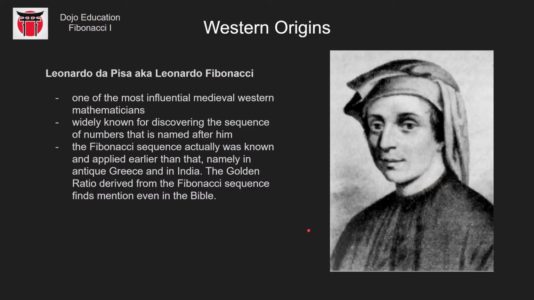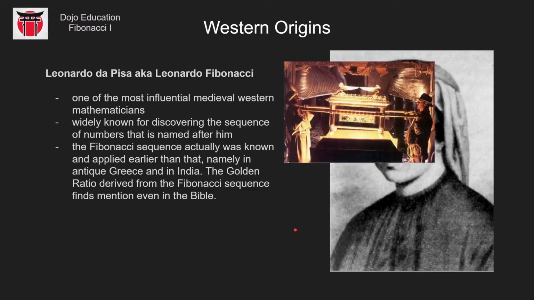We're going to start with Leonardo da Pisa, aka Leonardo Fibonacci. He was one of the most influential medieval Western mathematicians, and he's widely known for discovering the sequence that was named after him. The Fibonacci sequence was actually known earlier than that, for example in antique Greece and in early Indian math and mysticism. You find the golden ratio in the architecture of the pyramids, for example. The golden ratio is even mentioned in the Bible, when giving the measurements for the Ark of the Covenant, and also Noah receiving the measurements he is supposed to use when building the ark.